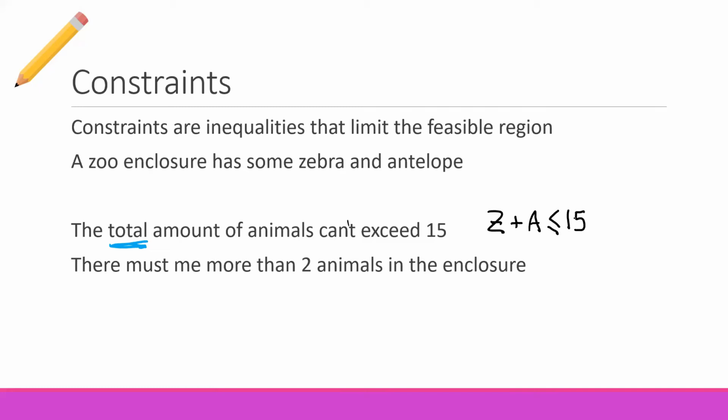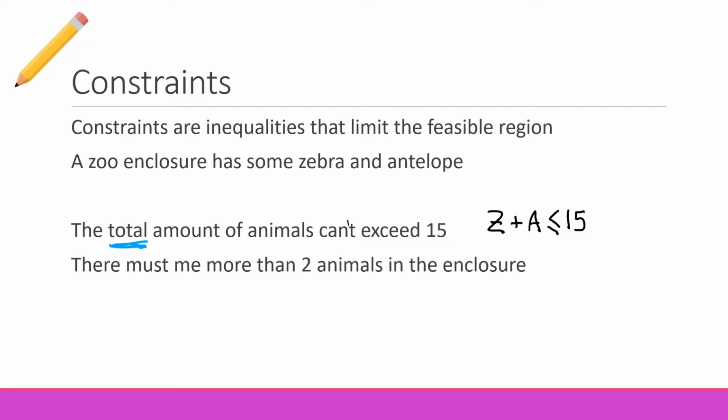And we're going to do another one. There must be more than 2 animals in the enclosure. So that's going to be very similar. Let me open up chat. What's that bottom one going to look like? There must be more than 2 animals in the enclosure. What is that constraint going to look like? Good. Z plus A must be greater than 2.